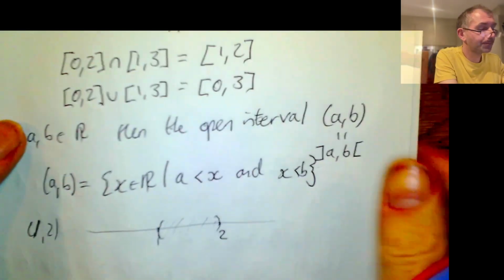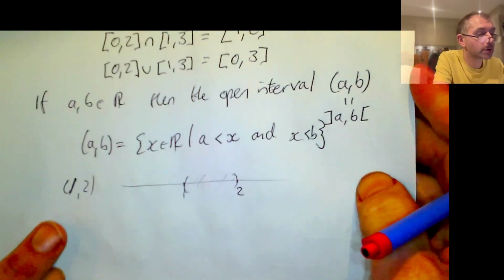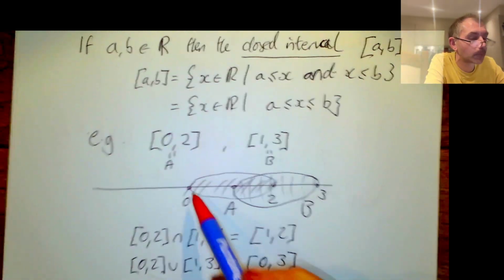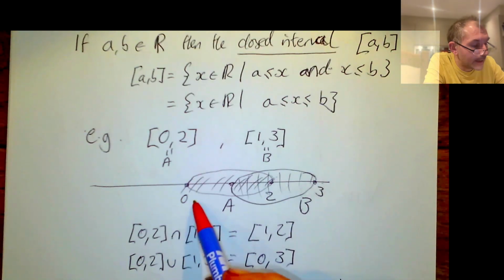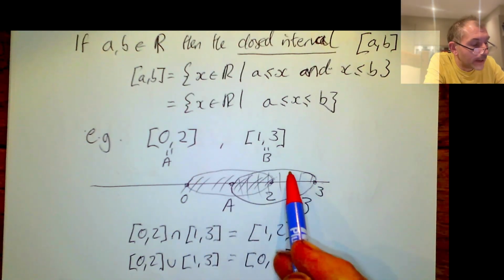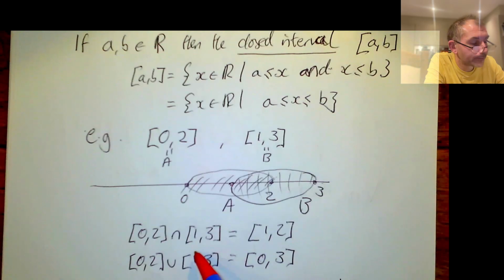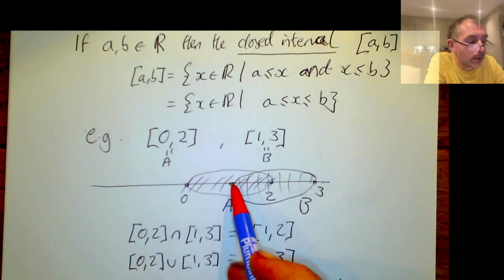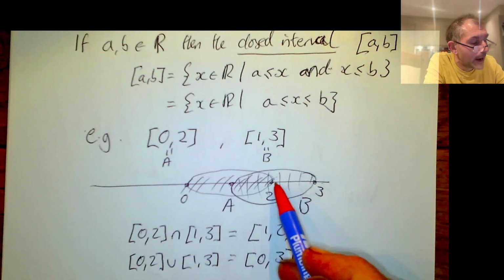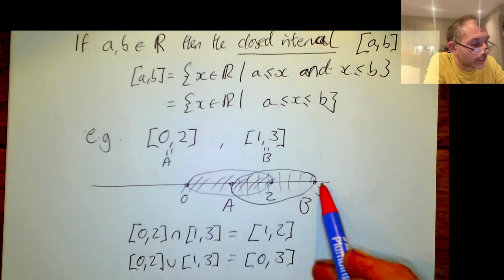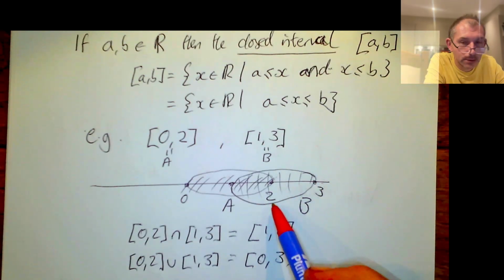So with the open interval, I can now describe what the symmetric difference is here. Because if I want to be in A or B, but not both of them, then I want everything going up from 0 to 1, but I can't include 1 because it's in B. So everything all the way up to here, but not quite here. And everything all the way up from 2 to 3, but not quite including 2.